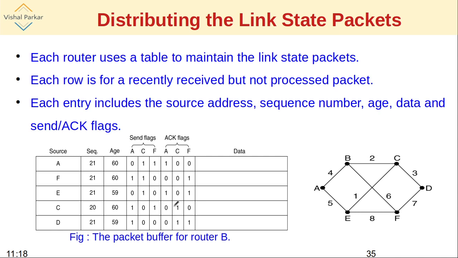It has to acknowledge the packet to C and F. That's why the acknowledge flags for C and F will be 1. It is not receiving that link state packet from A. That's why this will be 0. So this is how the packet buffers will be there for each of the routers.